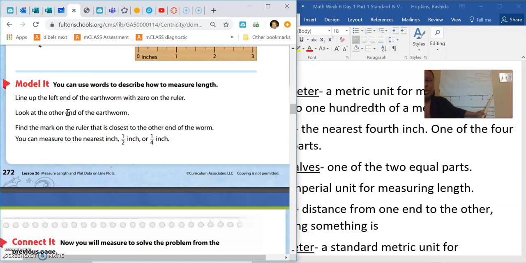Here's your ruler. Look at the other end of the earthworm. Here is where this letter A stops at the half mark. Find the mark on the ruler that is closest to the other end of the earthworm. You can measure to the nearest inch, half an inch, or the 4th.